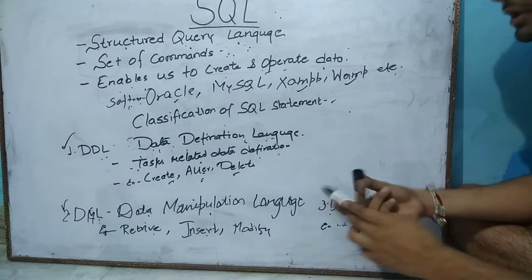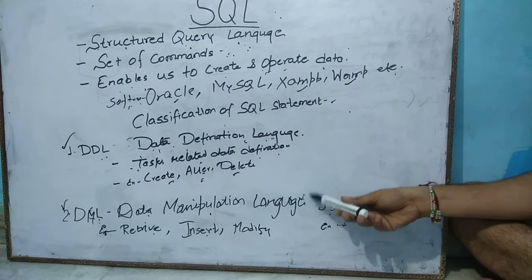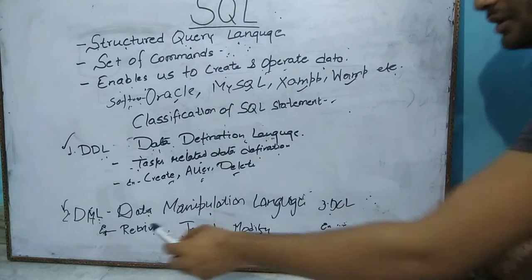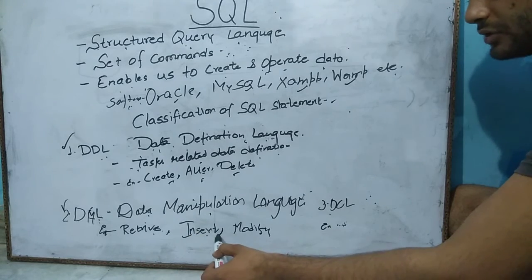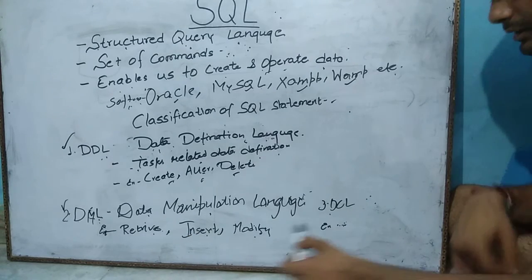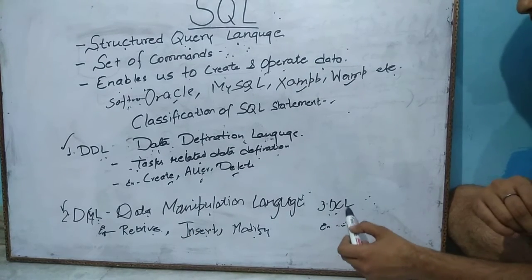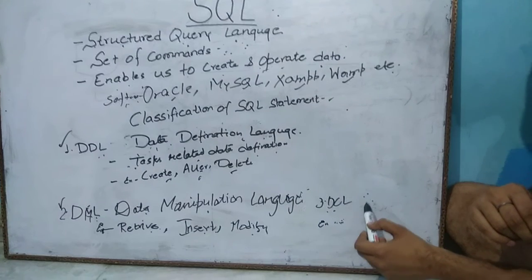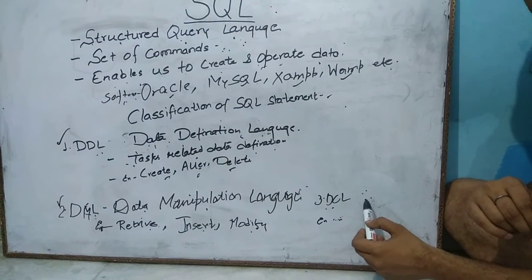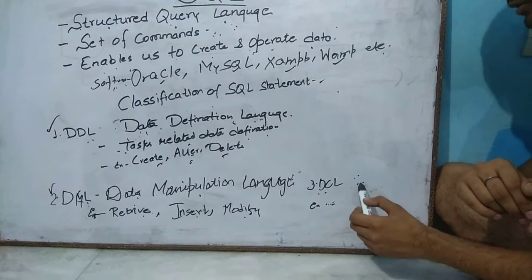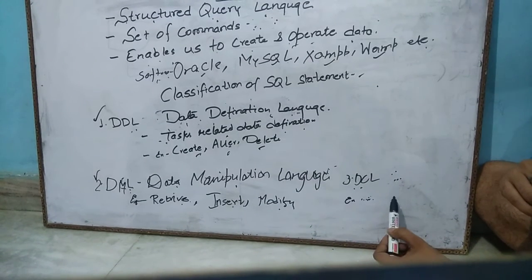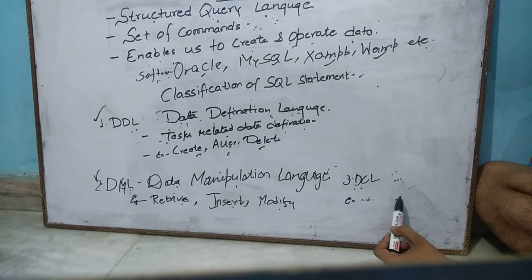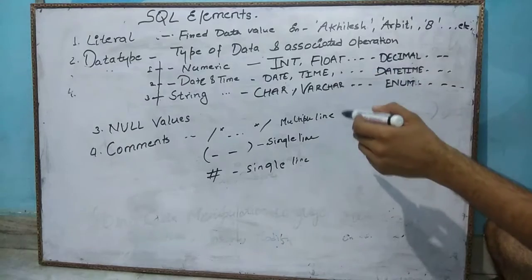DML stands for Data Manipulation Language. It performs operations related to tables such as retrieve, insert, modify. Number three is DCL. DCL stands for Data Control Language. It is a transaction of a permanent or complete unit. For example, creating save point, making database permanent, and all that.